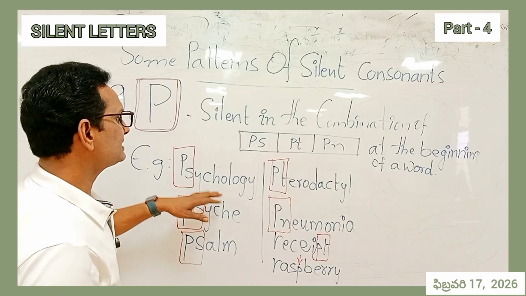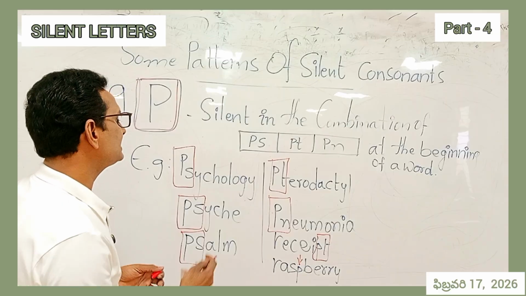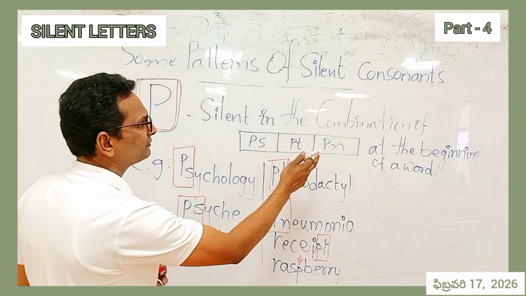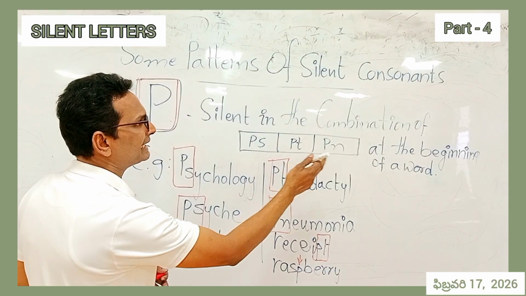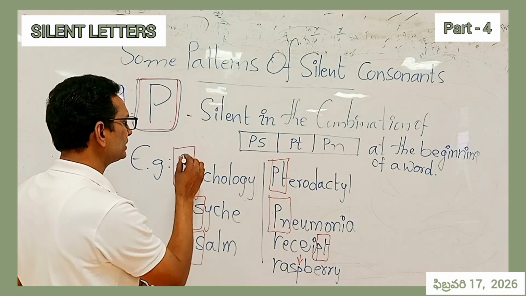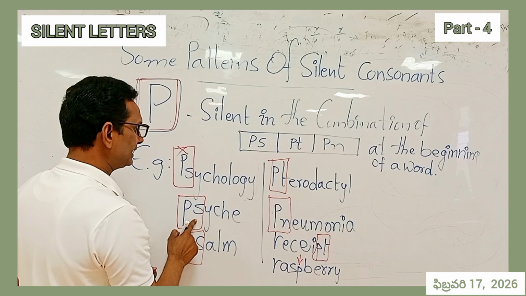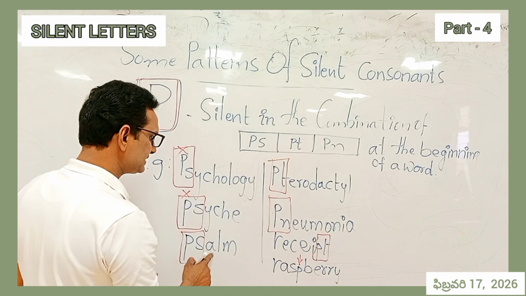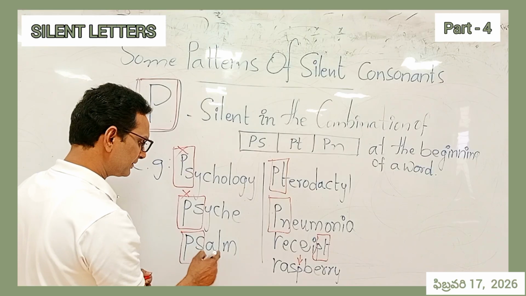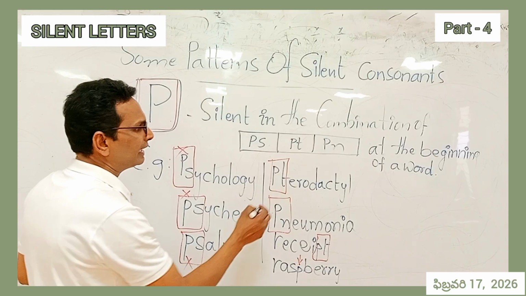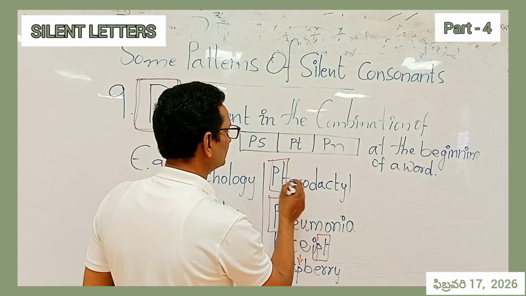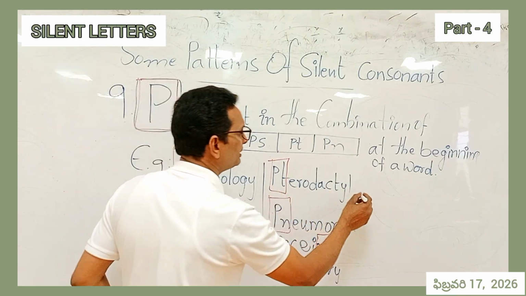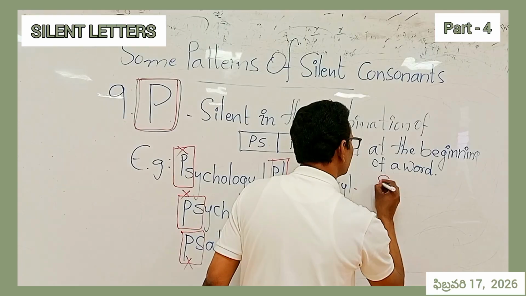And psychology: in this PS combination, P is silent in the combinations PS, PT, PN at the beginning of a word. We don't pronounce P. In psyche, it's not 'puh-syche', it's 'syche'. And psalm, it's only 'sam', not 'salm'. And it's pterodactyl, not 'puh-terodactyl'. PT. Maybe we can represent it in Telugu like this.